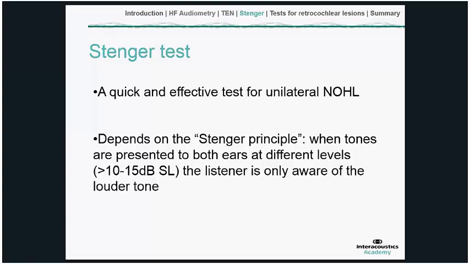And so the test itself relies on a concept known as the Stenger principle. In this test, two pure tones are presented simultaneously, one to each ear. The Stenger principle relates to a binaural interaction of these two sounds. If there is a difference in the intensity, then the individual will only be aware of the louder of the two sounds, the higher intensity one. Despite the fact that the lower intensity one is physically present in the ear, they will have no idea that it's there. They won't hear it.